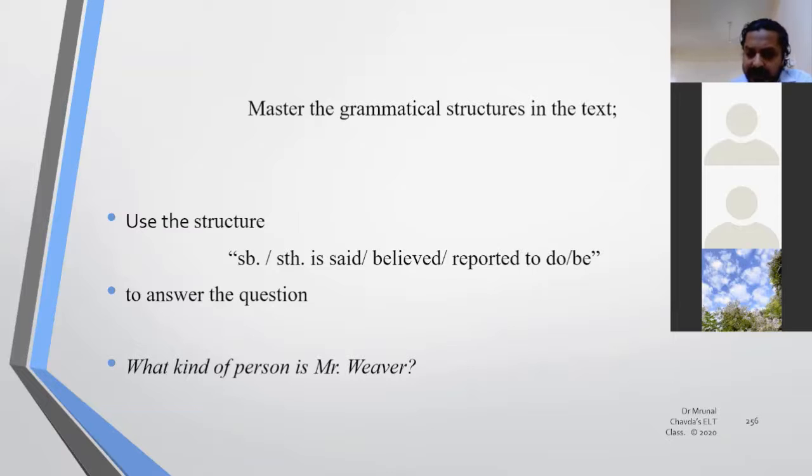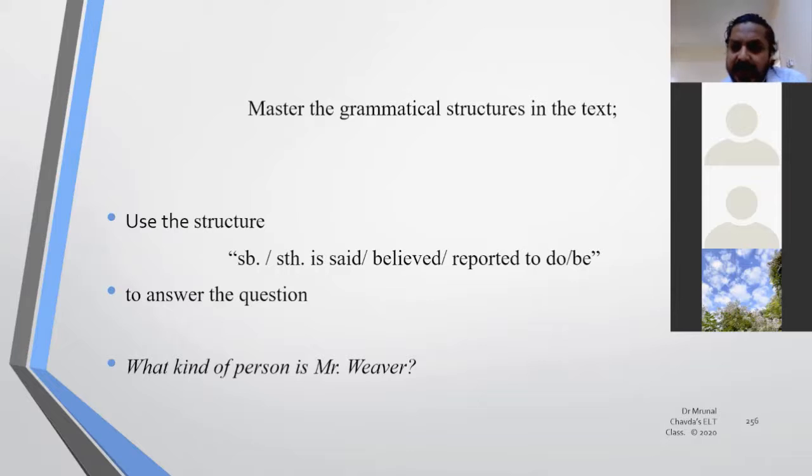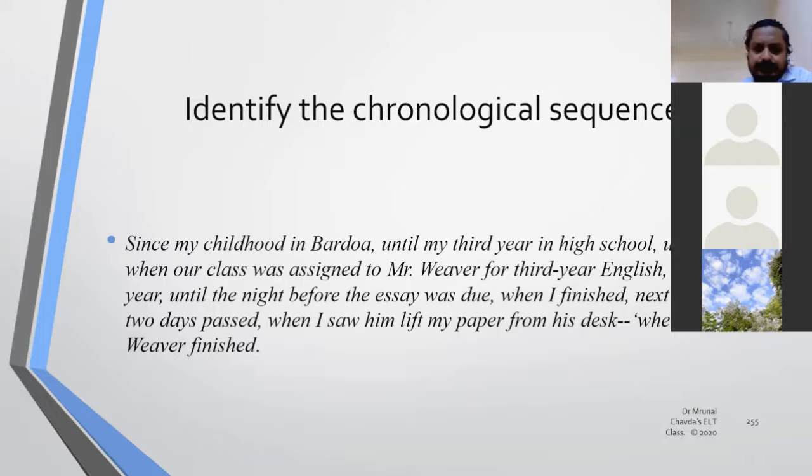So look at this sentence, look at this paragraph, and I gave you 2 examples. Can you tell me 2 or more sentences with this structure? Something is said or believed or reported to be, or somebody is, and you have to answer the question: what kind of person is Mr. Weaver? From the paragraph that you are reading on your screen. Can anybody do that? And it's a spoken exercise. It's not a written exercise. So I won't see your chat boxes.